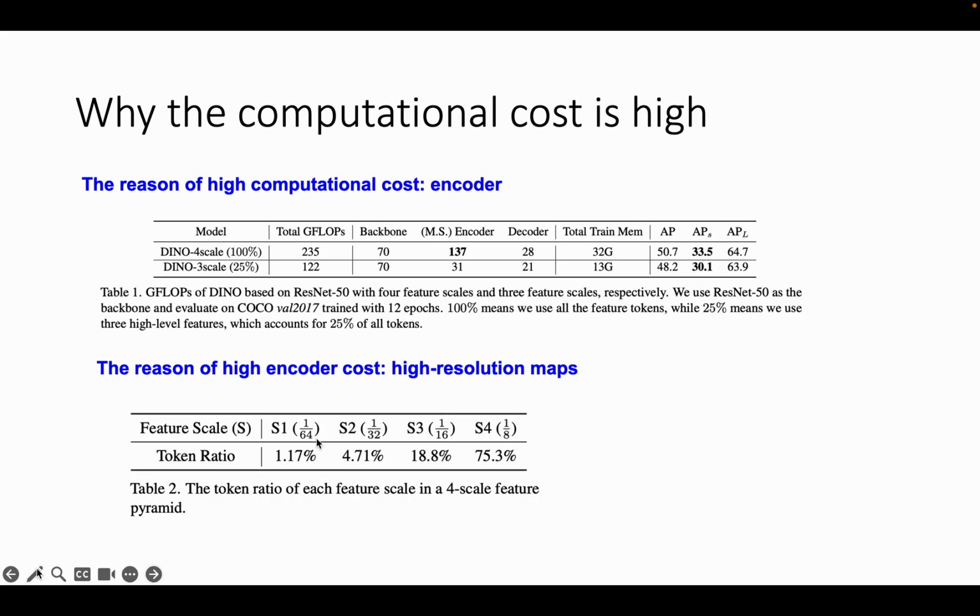When we analyzed the high encoder cost, we found that among the multi-scale resolution maps, the large high-resolution maps have excessive tokens. As we can see, S4 is the largest feature map in the encoder. It accounts for 75% of the total tokens. So these excessive tokens make the encoder computation cost very high.